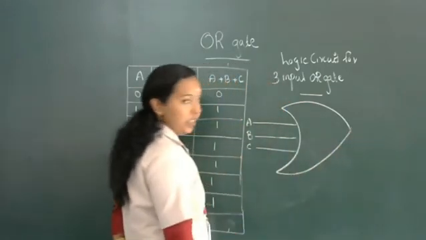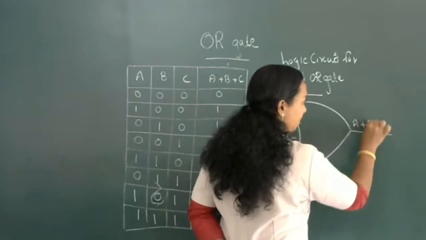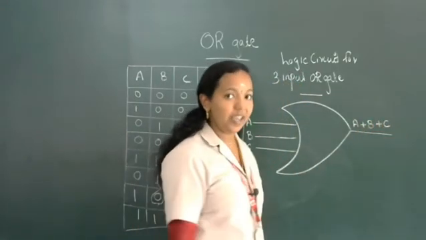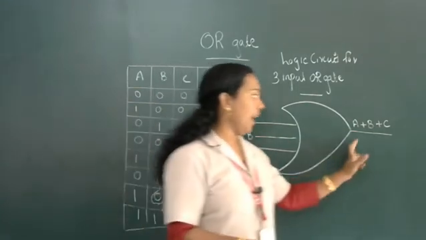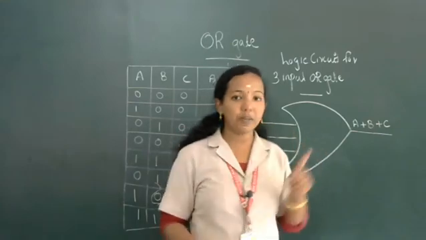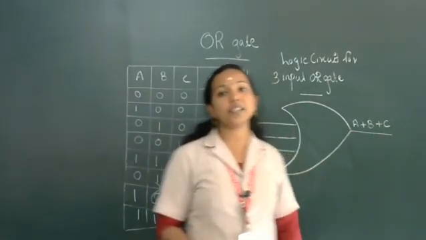Then as a result, what will be the result? A plus B plus C. Actually it is A plus B plus C, but it is not correct. A or B or C. Okay, instead of plus what do you want to read? A or B or C.